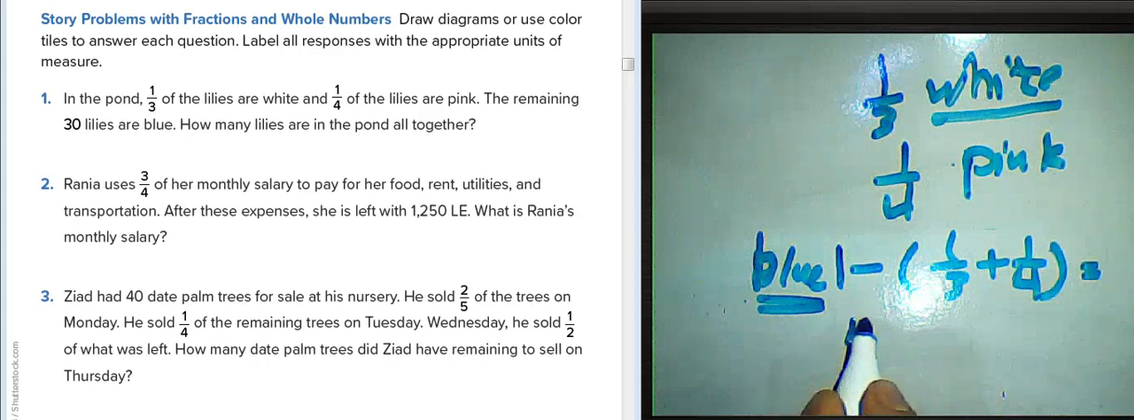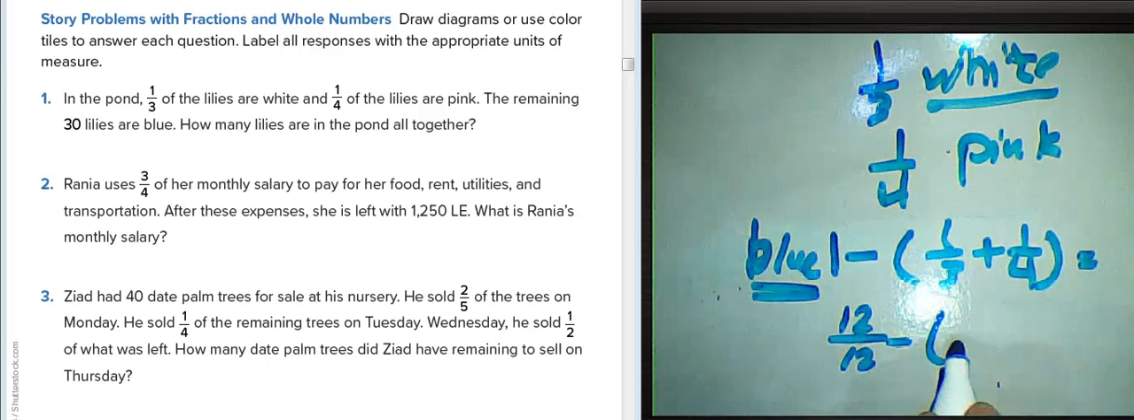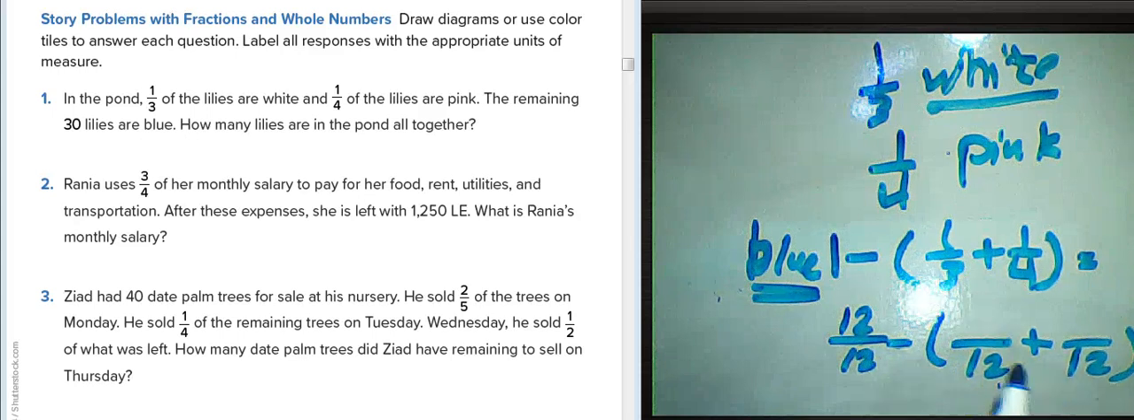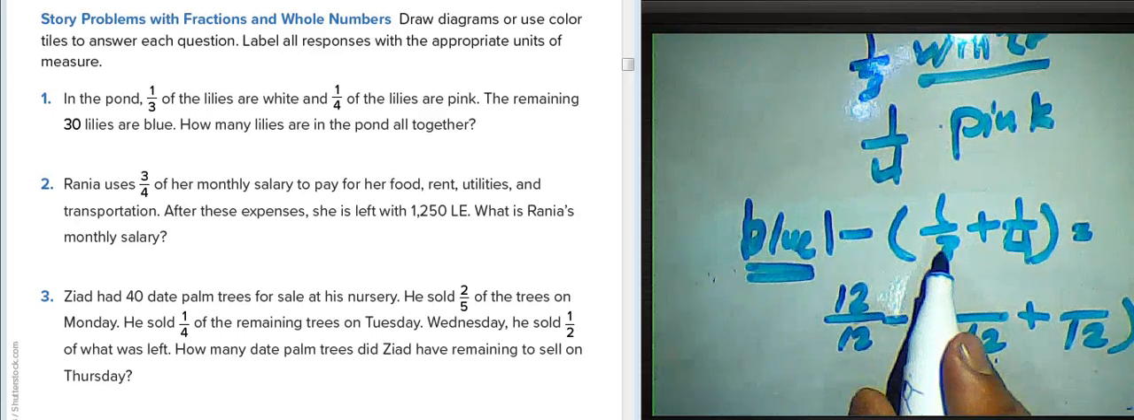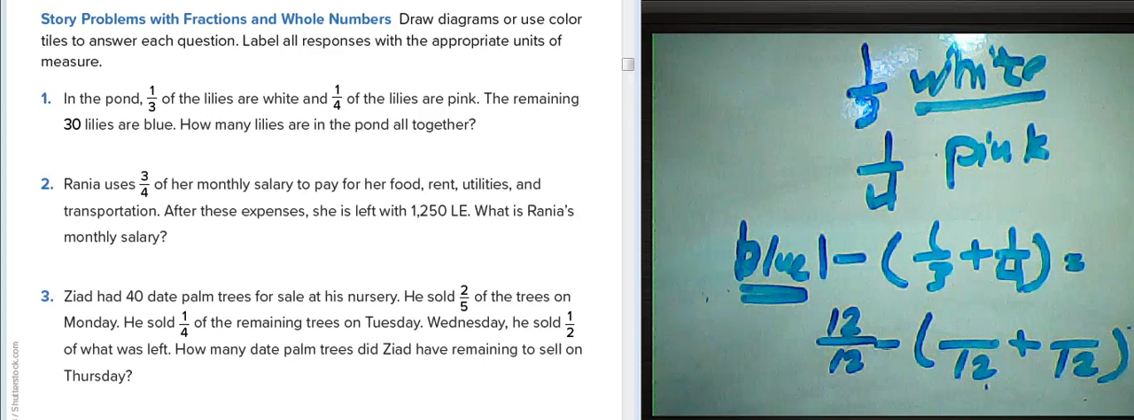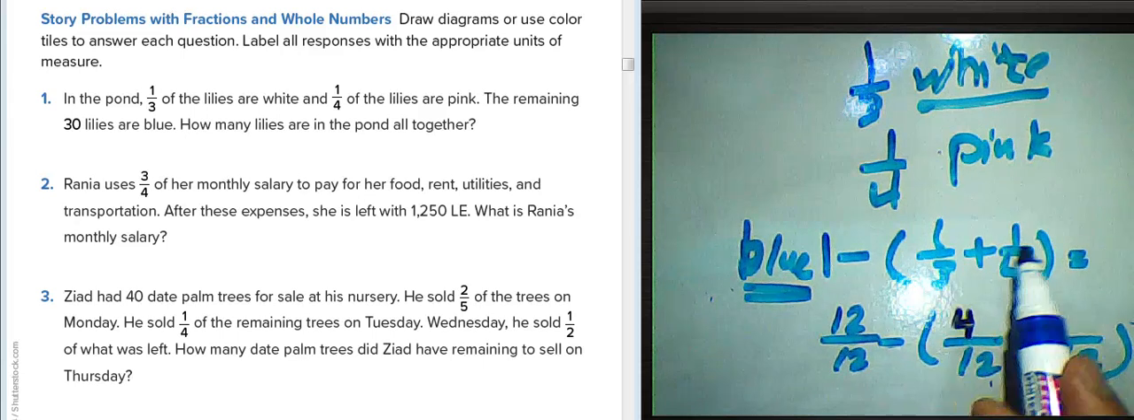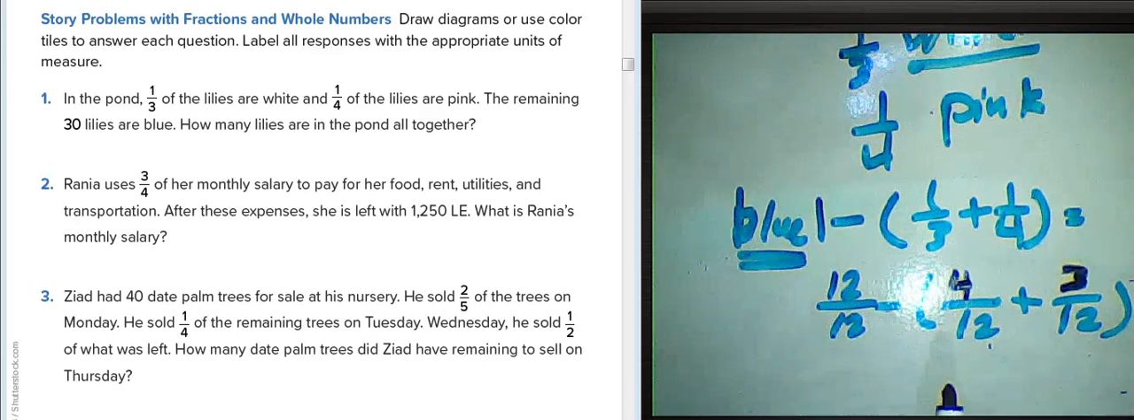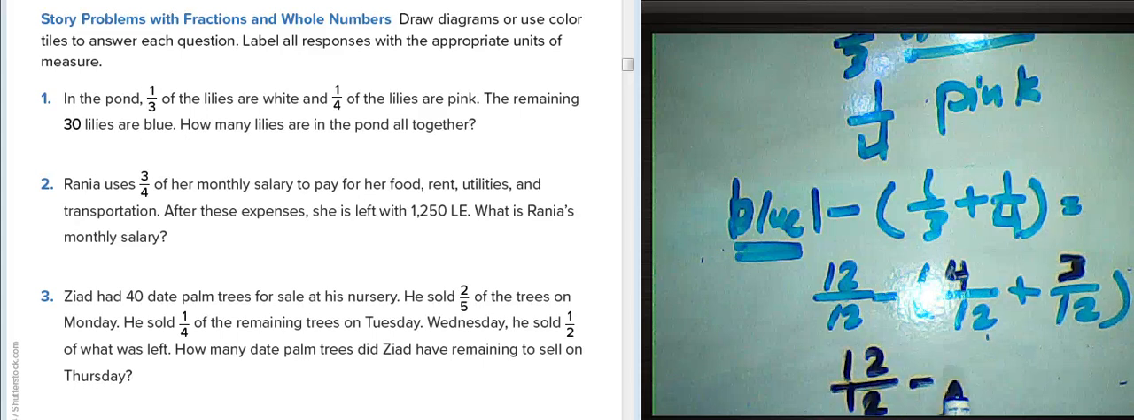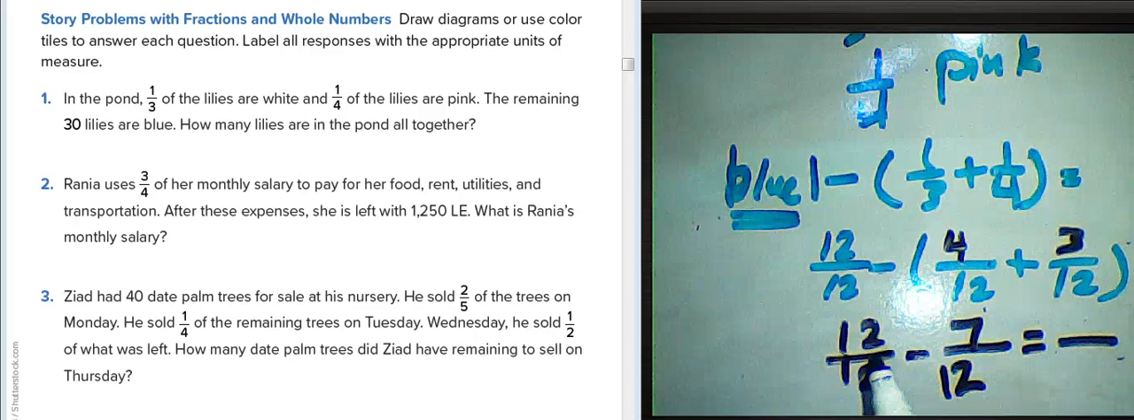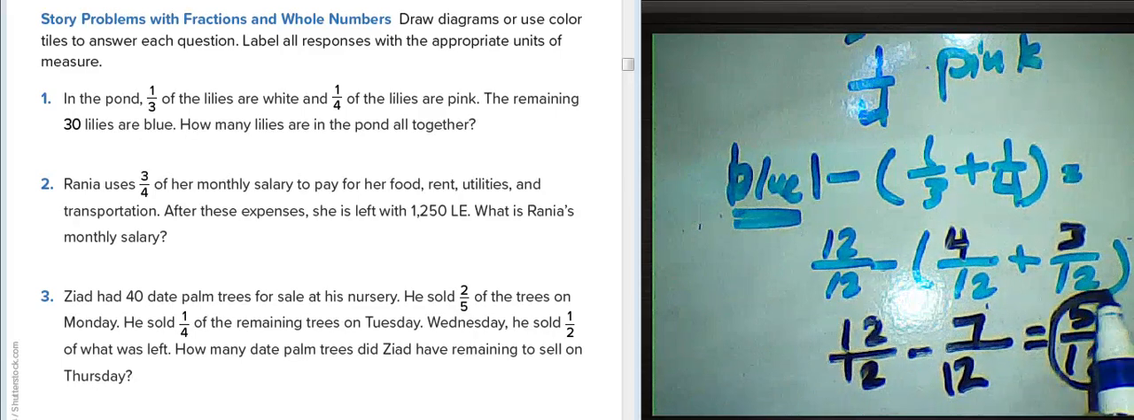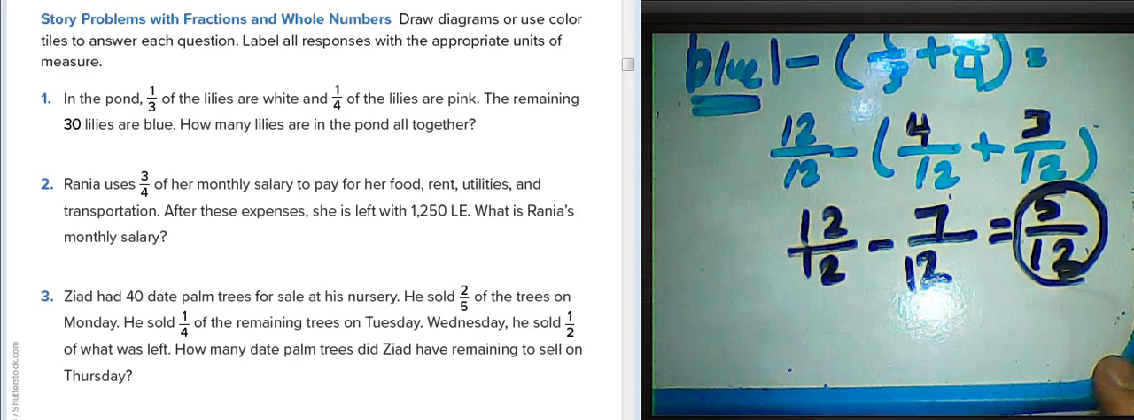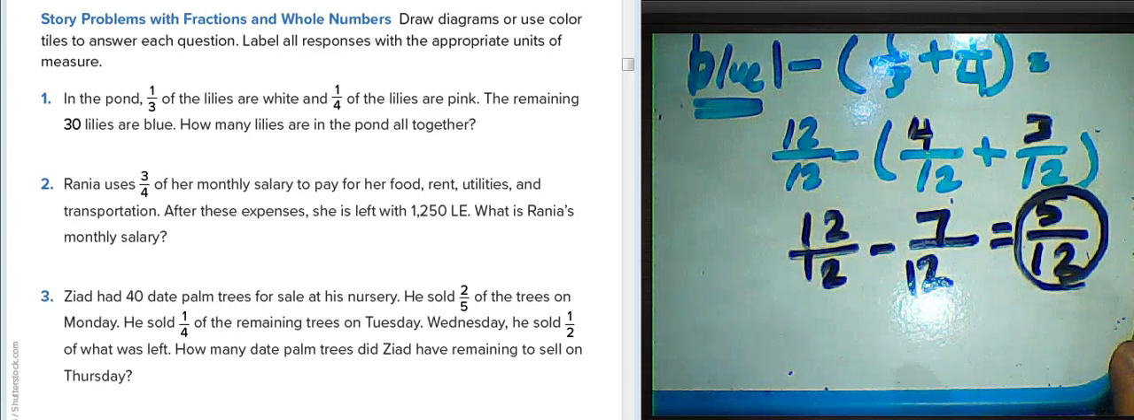1 will be 12 over 12 because the least common multiple between them equals 12. 3 times 4 equals 12 and 1 times 4 equals 4. We must write 4 in the numerator, and 3 times 1 equals 3, and then we can find the difference. 12 over 12 subtract 4 plus 3 equals 7. 12 minus 7 equals 5. So 5 over 12 refers to blue tiles. Okay, he gives us the remaining 30 tiles are blue.